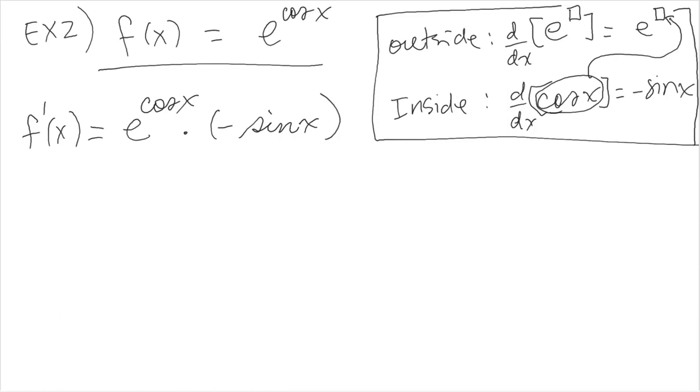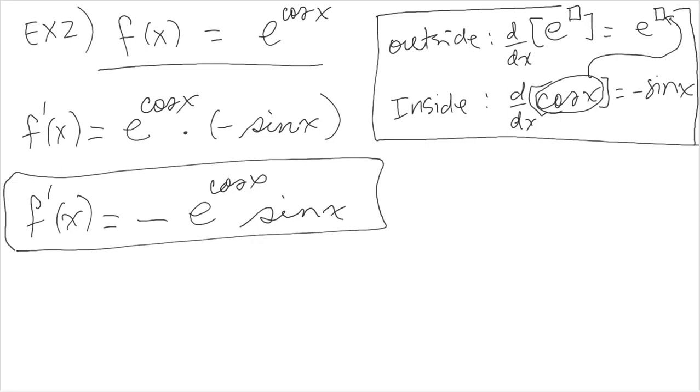Okay, what can we do with that? About really nothing. What we can do is rewrite it nicely, meaning just put the negative here, negative e to the cosine x multiplied by sine x. And that is about all we could do. And so that is how we take a derivative of a composite function. Okay, well, maybe one more.